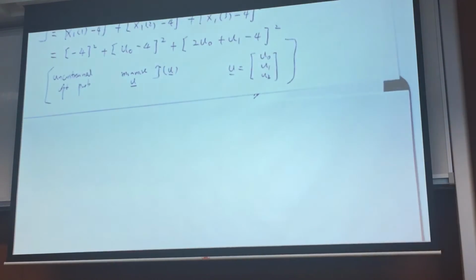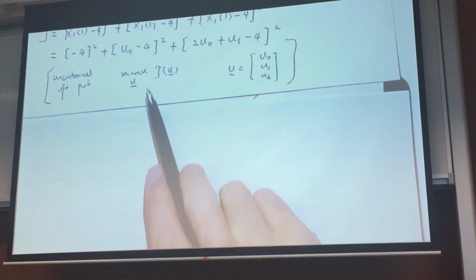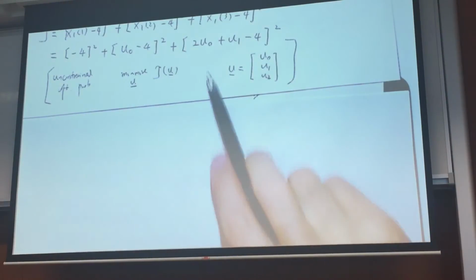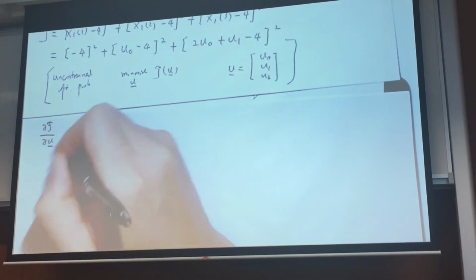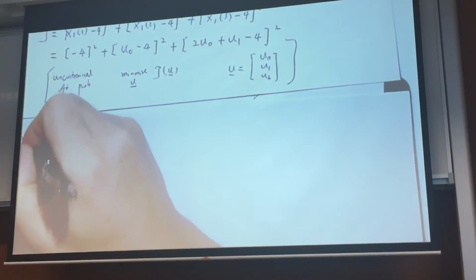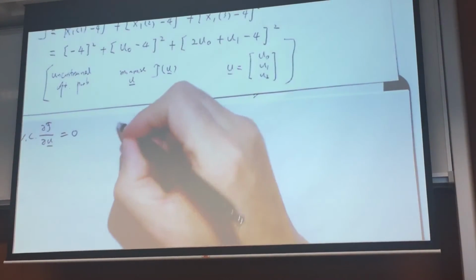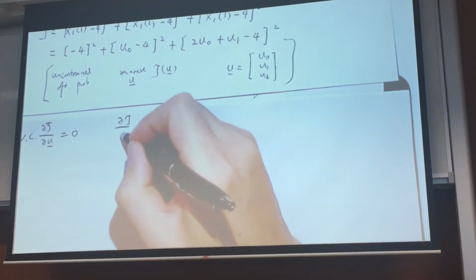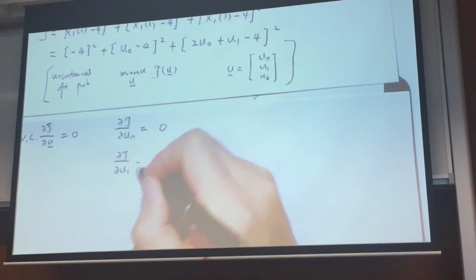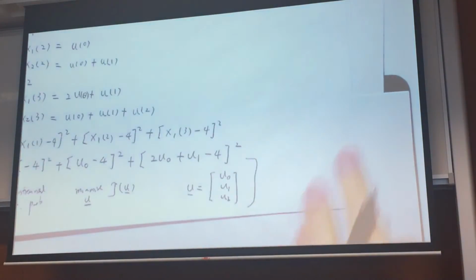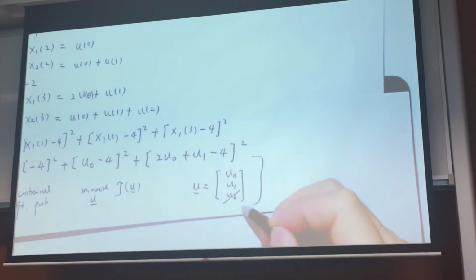The solution to the unconstrained optimization problem is just given by dJ/du equal to 0. These are the necessary conditions to tackle this problem. And in this case, you only need to do dJ/du0 equal to 0 and dJ/du1 equal to 0, because the function only depends on u0 and u1. So actually we are not using this u2.